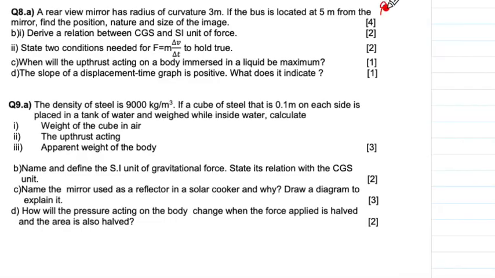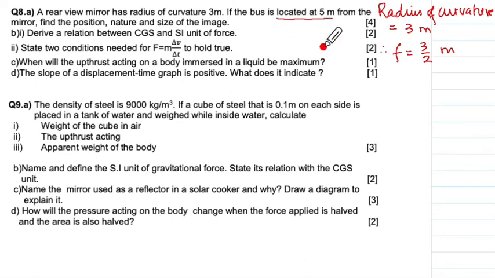We have radius of curvature, and so therefore the focal length will be equal to half of it. The bus is located 5 meters from the mirror. So the object distance is 5 meters. And we have to find the position, nature and the size of the image. So the first thing we have to find is the image distance.